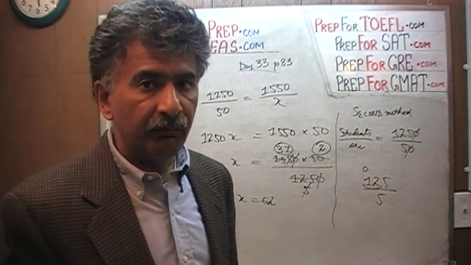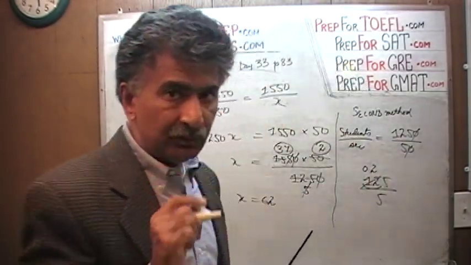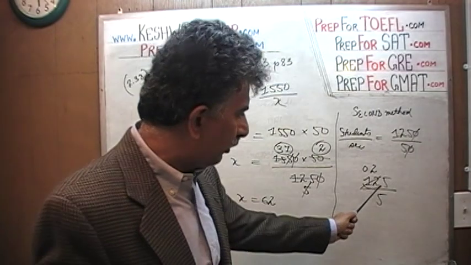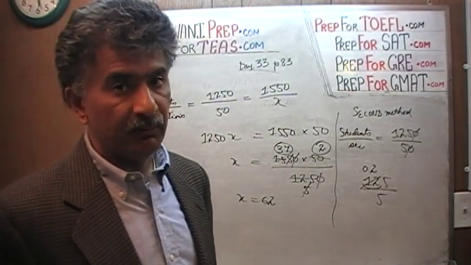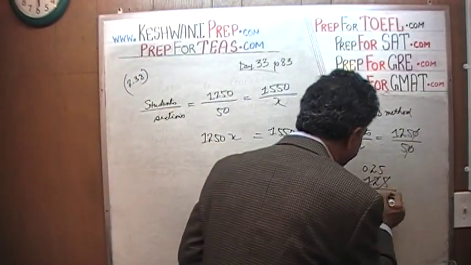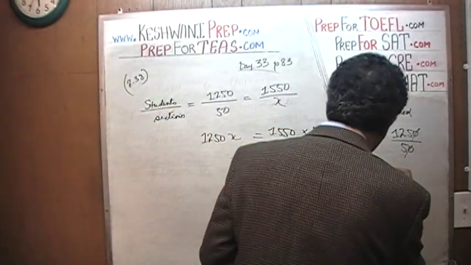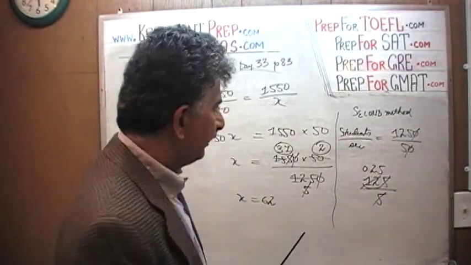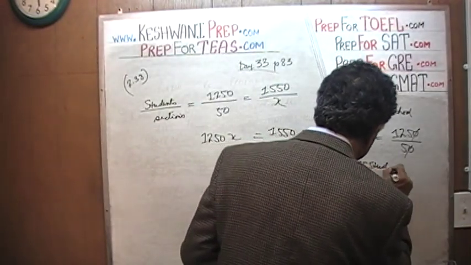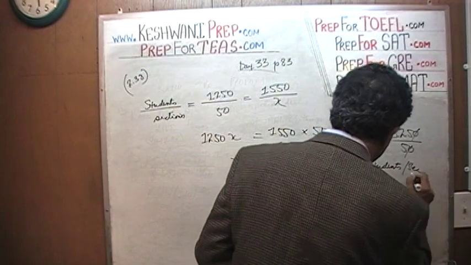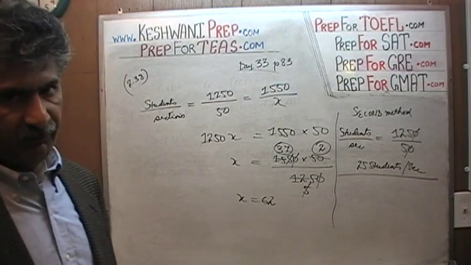How many 5s in a 12? 12 has 2 5s. The remaining 2 goes and joins the 5 and becomes 25. How many 5s in a 25? 25 has 5 5s. There you go. So it turns out that the answer is 25 students per section. We have 25 students per section.